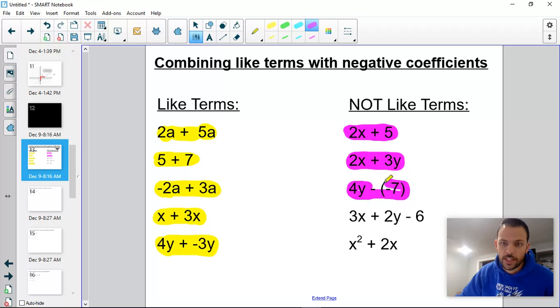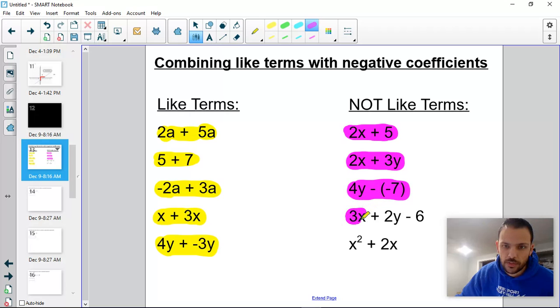4y minus negative 7. We can't combine those like terms. We could simplify this to 4y plus 7, because we have minus a negative here. A double negative sign makes it positive. So we can add positive 7 here, but we cannot combine those terms together. They are not like terms.